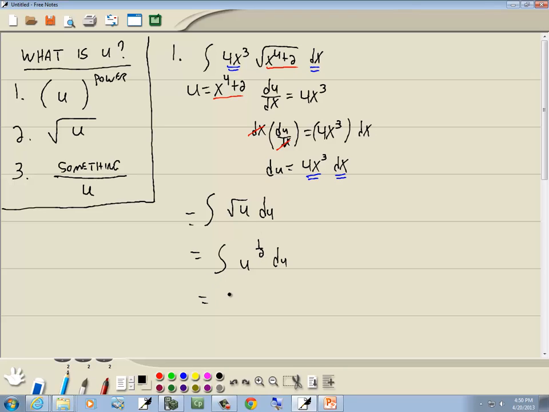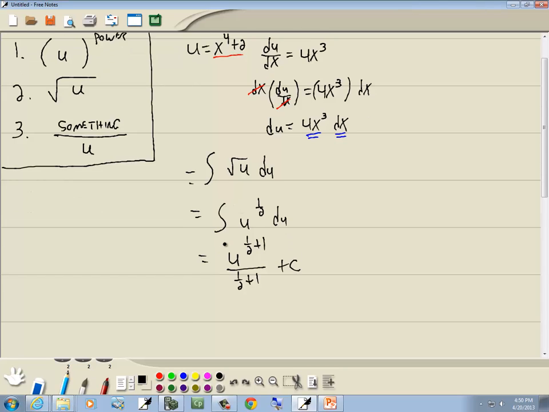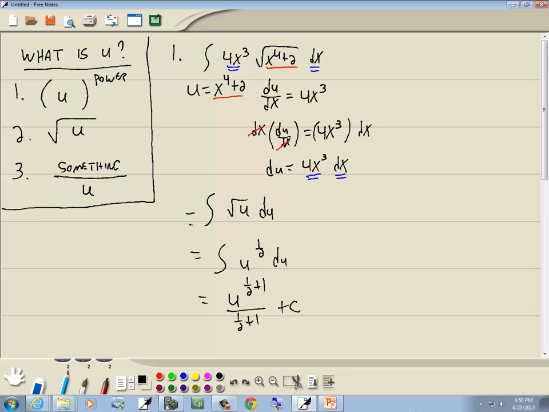Now our formula says we'll add 1 to our power, so 1/2 plus 1, and divide by your new power, and then plus c at the end. Well, 1/2 plus 1 is 3/2. So we got u to the 3/2 over 3/2 plus c. Now whenever you have a single fraction in the denominator, you can flip it and multiply it times the top part. So we're going to have 2/3 u to the 3/2 plus c.